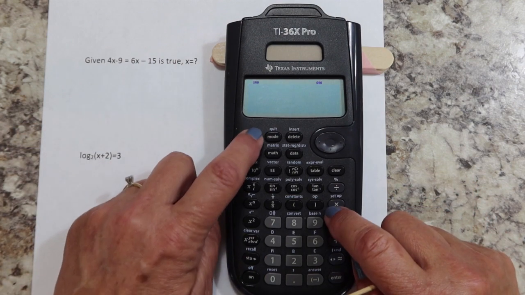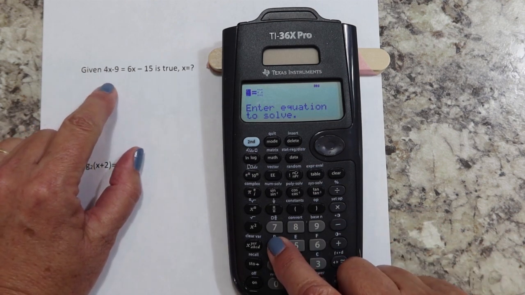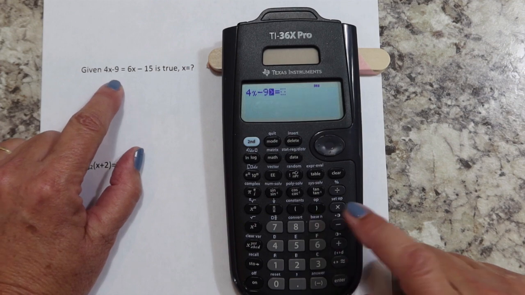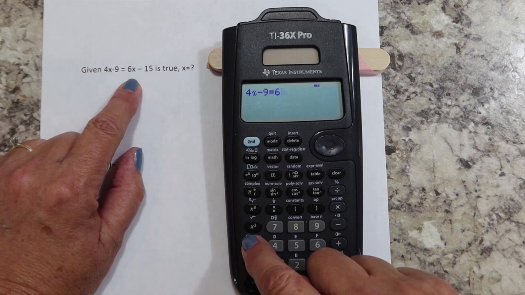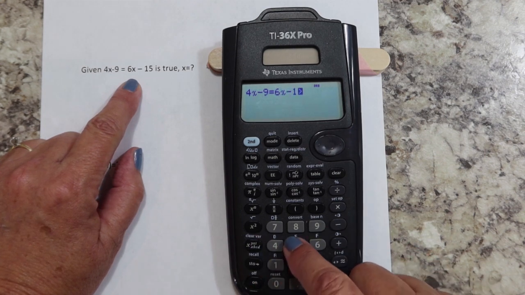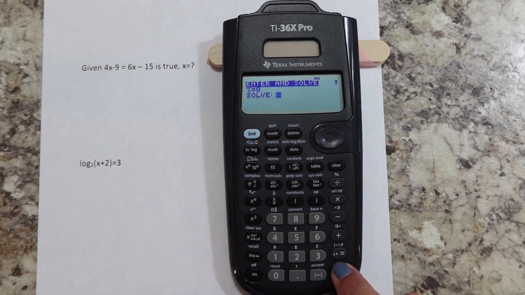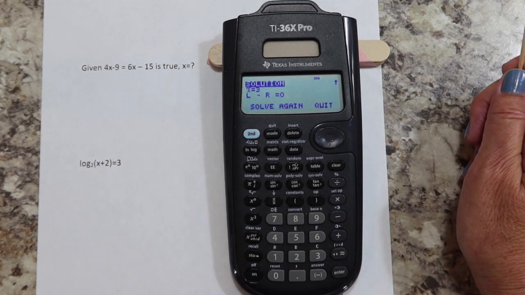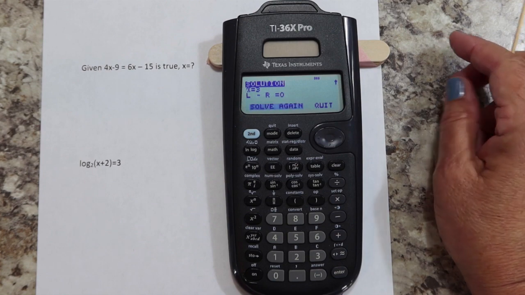So let's do second num-solv. We're just going to push 4x minus 9. Alright, then we're going to scroll past the equals and do 6x minus 15. Okay. I'm going to hit enter, enter, enter. Give it a second, and it tells me that x is equal to 3. So, that was a pretty good time saver.